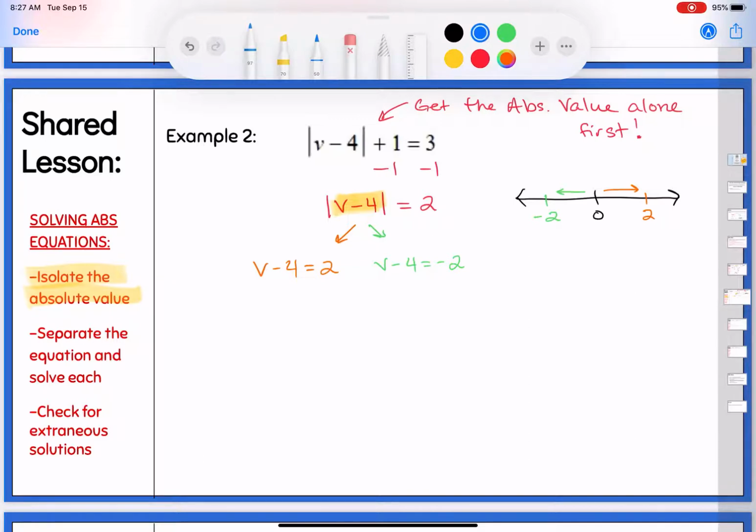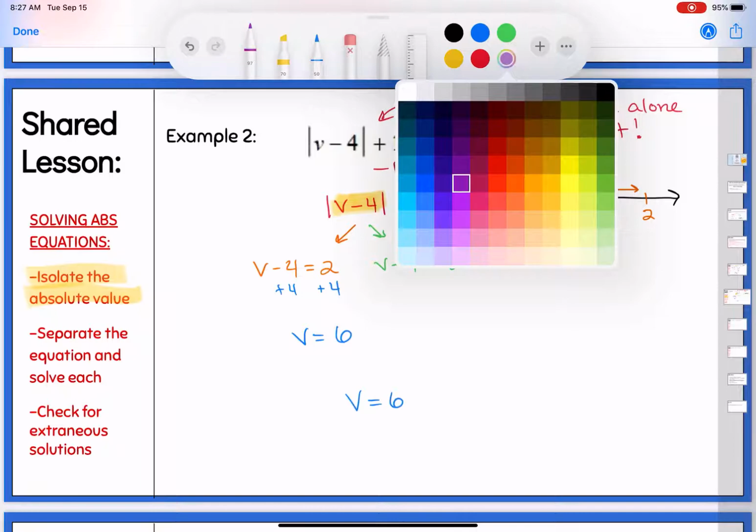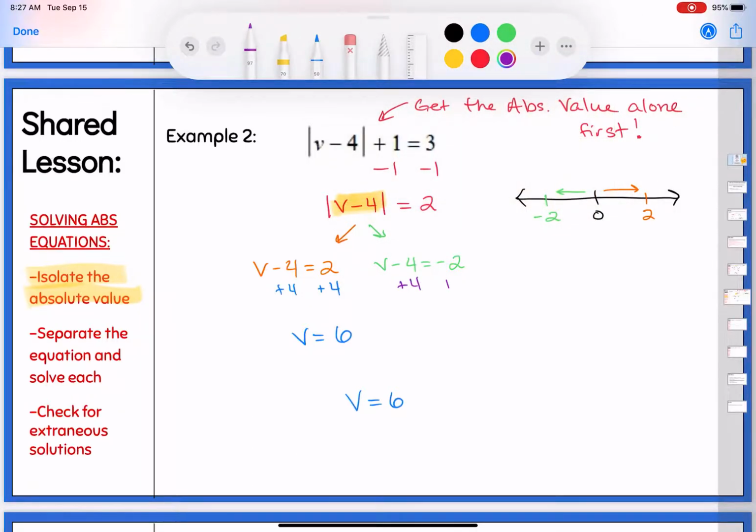So then I just go through and I solve each one. So if I add 4 to both sides over here, I get v equals 6. And if I add 4 to both sides on this one, I get v equals 2. So positive 6 and positive 2 are my two solutions. Now I definitely could go back in and check. This mental math is going to get a little trickier.